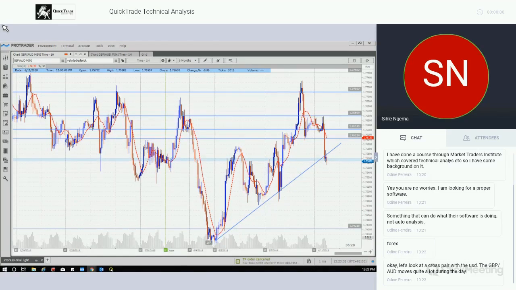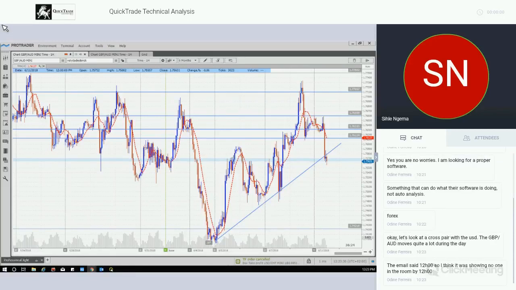Okay, let's look at a cross pair with the USD. GBP AUD moves quite a lot during the day. GBP AUD, okay, we can have a look at it.